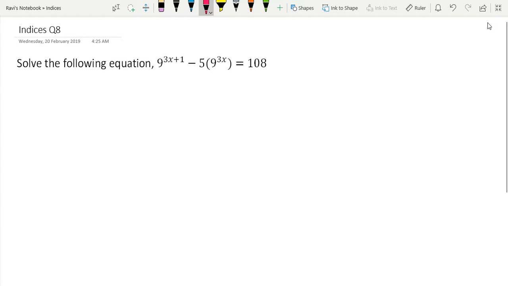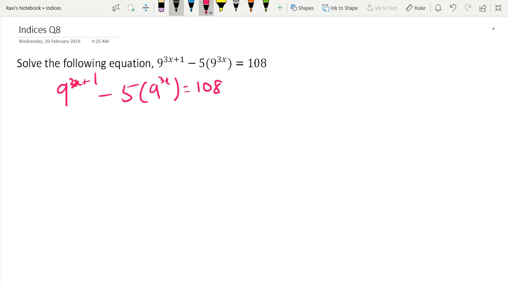Okay, in this question, let's look at what we have. So 9^(3x+1) minus 5 times 9^(3x) equals 108. Okay, so how do we go about doing this?